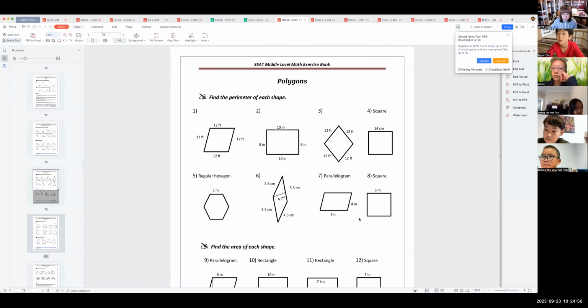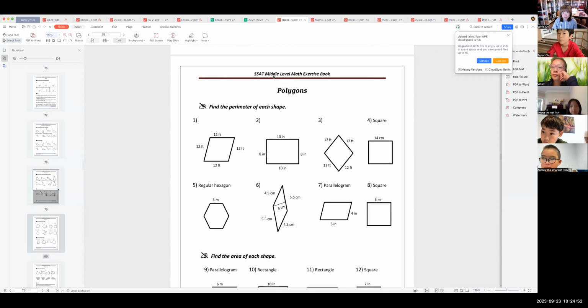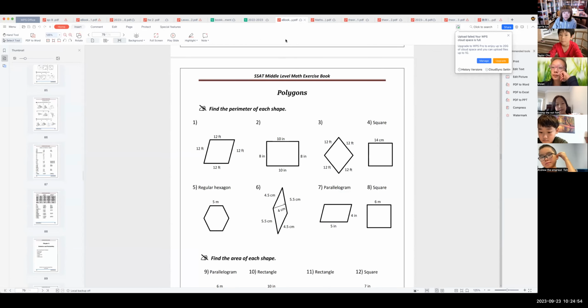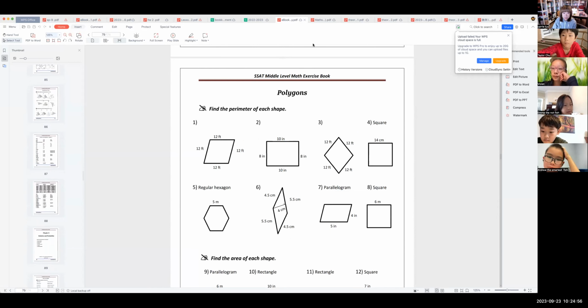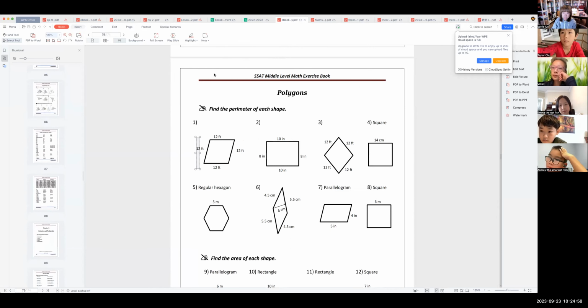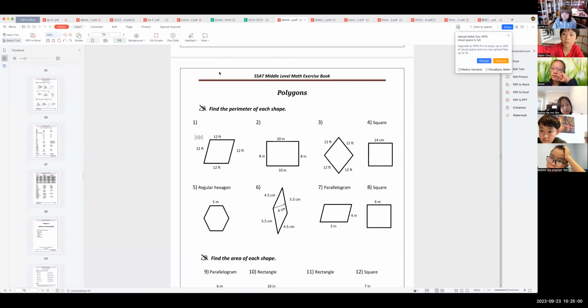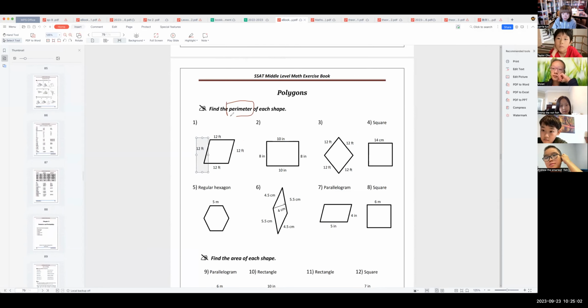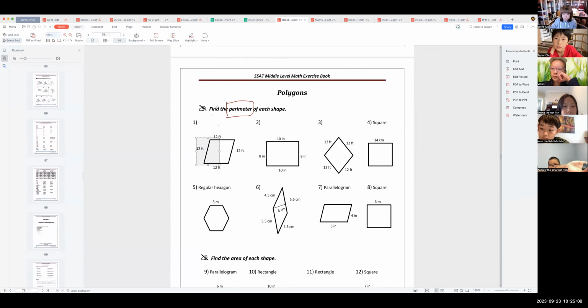Good. Can you see it, everybody? Okay, good. So now let's just take a look at this one. What is a perimeter? Perimeter means every single side measurement together, right? So now we're going to learn the perimeter of all the shapes.